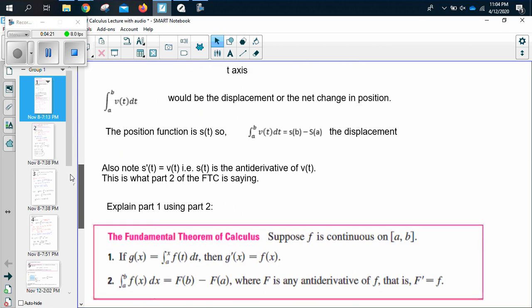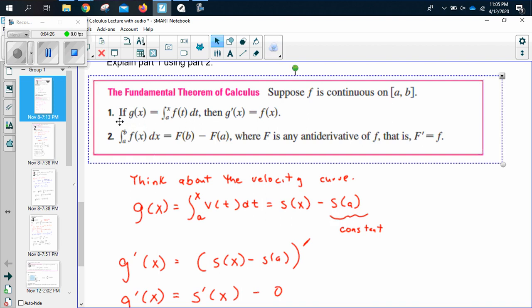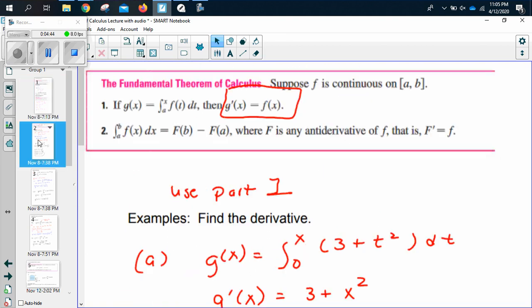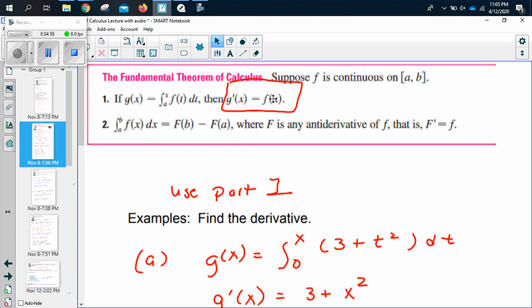Okay, so you have to be kind of careful not to get this confused. When you see a problem concerning part 1, a lot of times students will get confused and think it's about integration, but really we're trying to find a derivative. So for example, let's look at a problem like that. So here's the fundamental theorem again. Remember that g prime x is equal to, that should be an equal sign, f of x. That's what we're going to use.